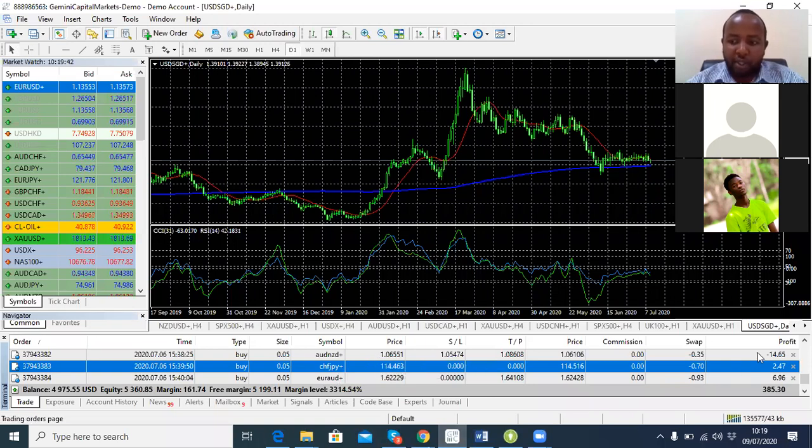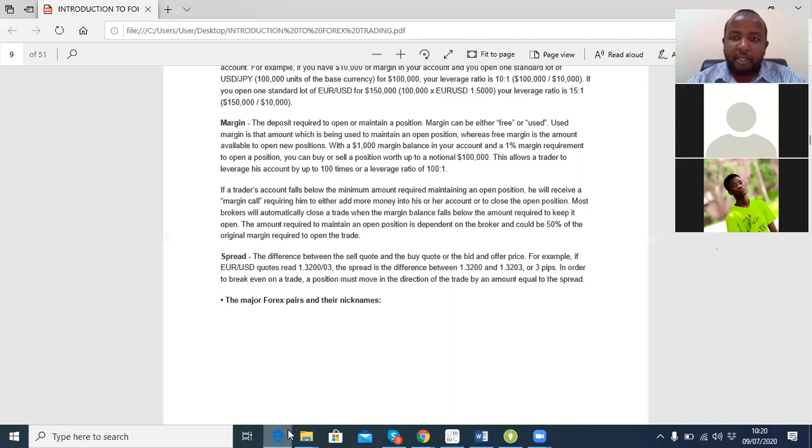But for these trades to keep running, or for these positions to keep running, no matter how many they are, they require margin. So the more you open a trade, or the more you keep adding to a trade, you realize this margin will go up or down. We are going to do an example, but let me first explain margin comprehensively. Used margin is the amount which is being used to maintain an open position, whereas free margin is the amount available to open new positions.